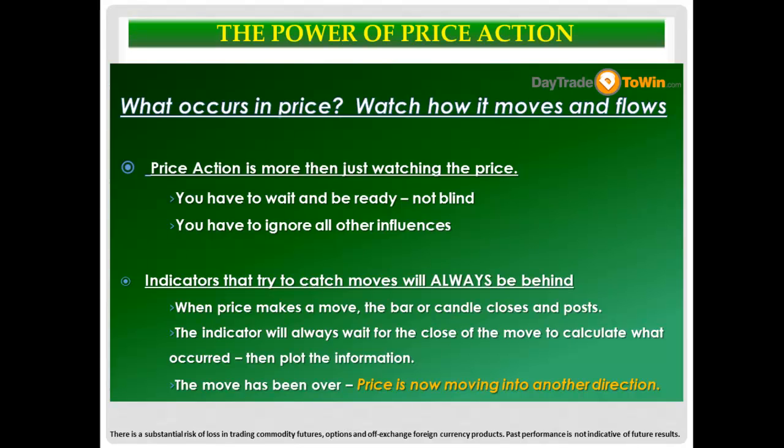Indicators that try to catch moves will always be behind. I just showed you an example of that. When price makes a move, the bar candle closes and posts. It's only then that the indicator allows you to understand what happened, calculates it, plots it, and then tells you what to do. So the move is over. Price is now moving in another direction, and now we're sitting on our hands. Anyone have any questions on that? How indicators are a step behind?